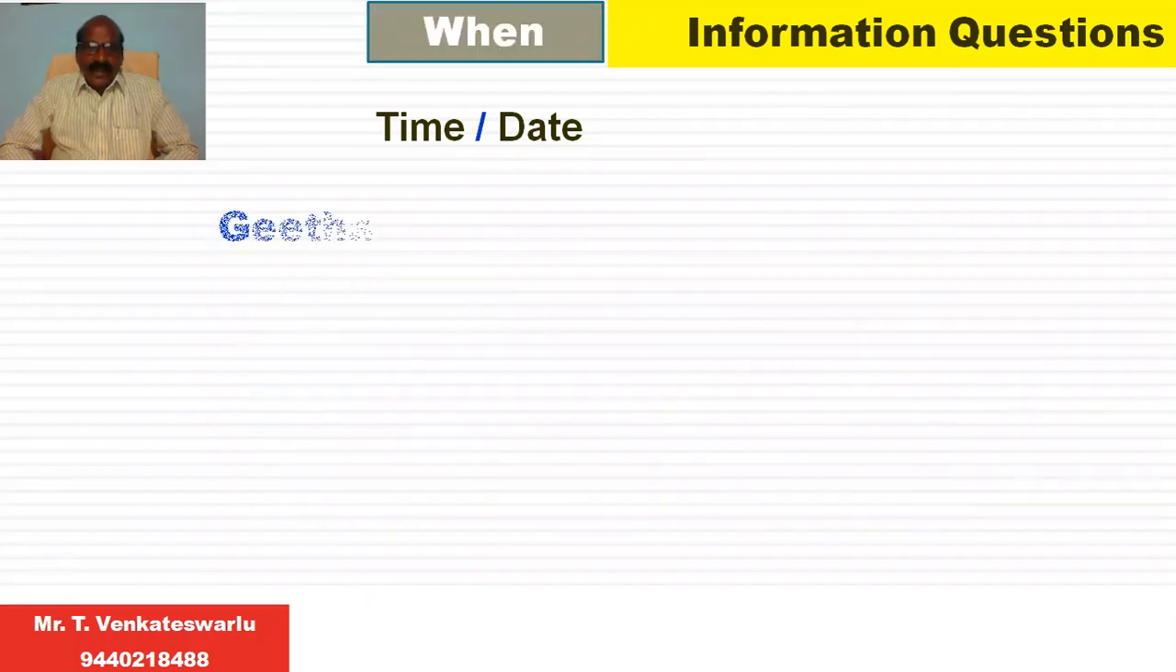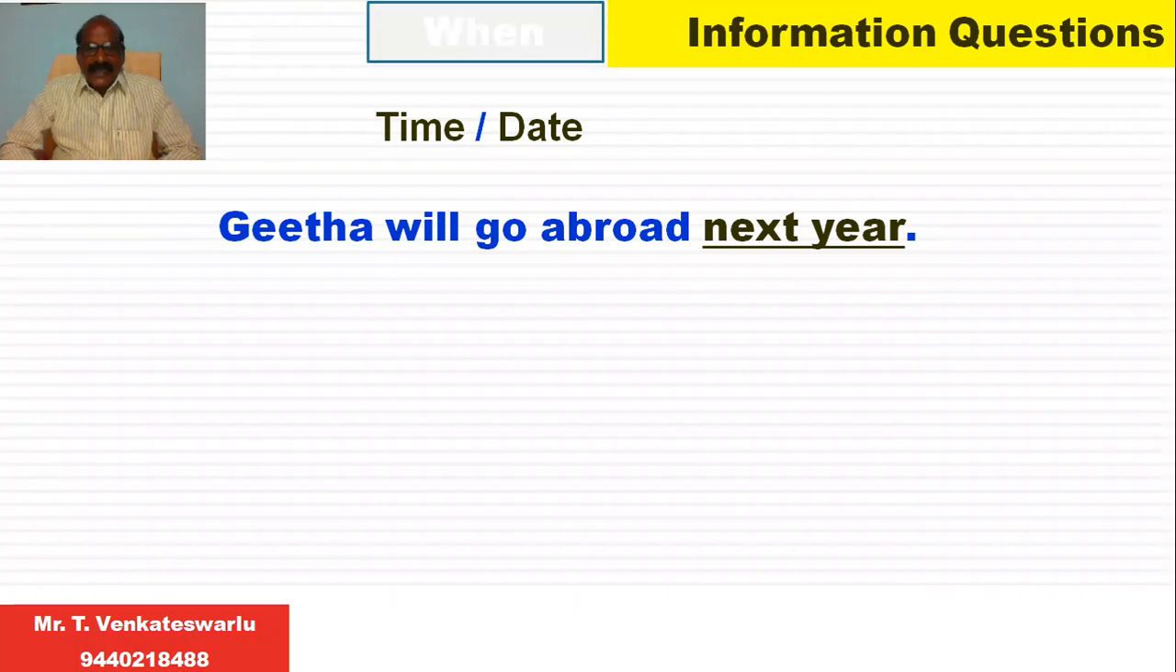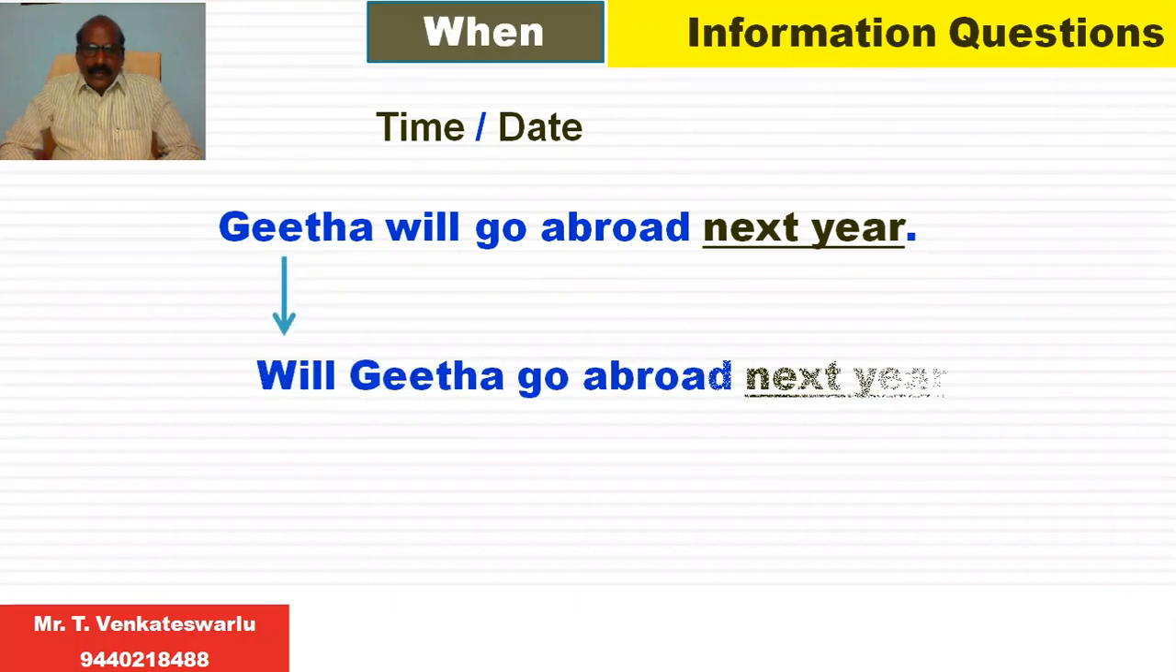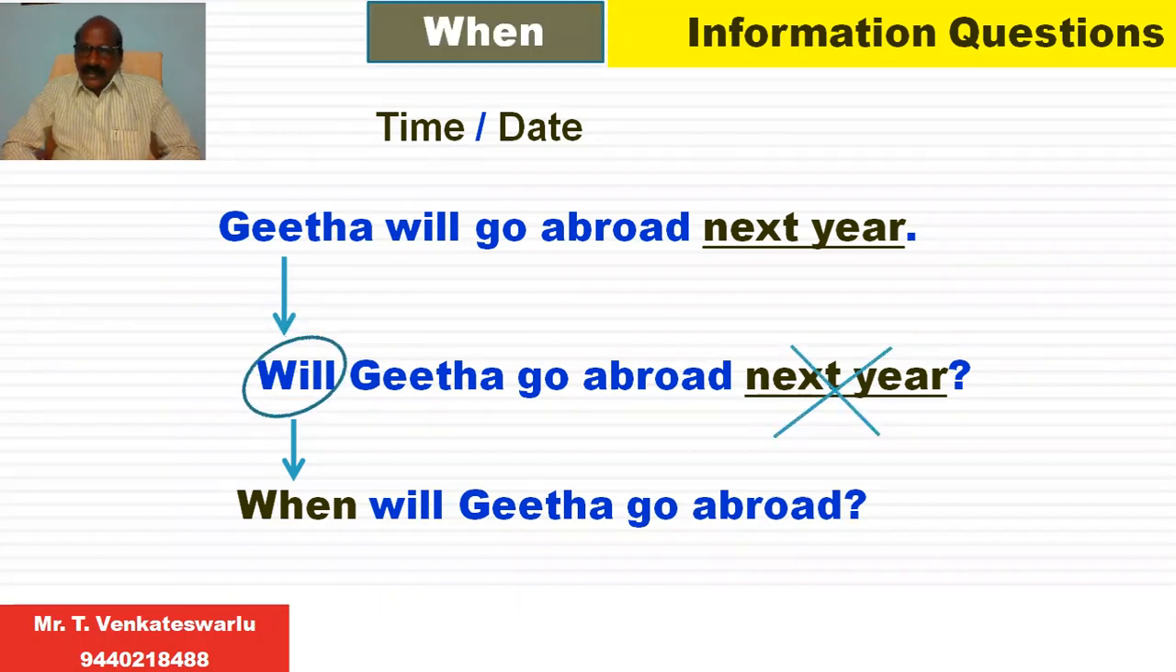And next, another example. Geeta will go abroad next year. First we have to change it into a yes or no type question by inverting the subject and the helping verb. Will Geeta go abroad next year? And the underlined part next year is related to some time. So use when at the beginning. Thus we get the information question. When will Geeta go abroad? The underlined part is deleted.